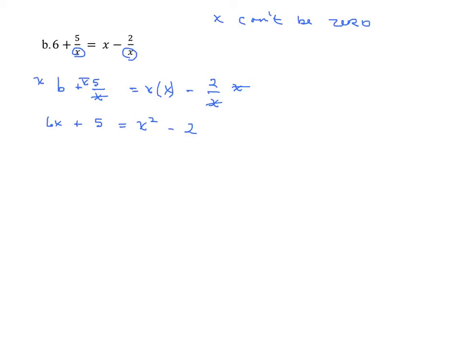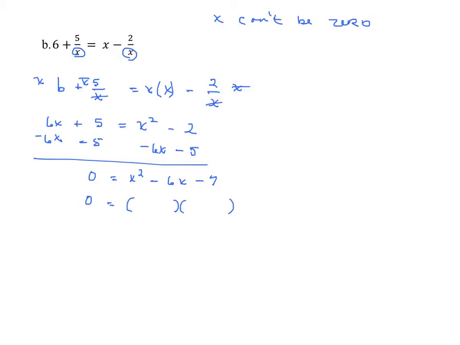Now I'm left with an x squared in the problem, so I want to make sure I pull everything over and set it equal to 0. And I'm going to do it this way. I'm going to subtract 6x and subtract 5. Good. So 0 is equal to x squared minus 6x minus 7, because negative 2 and negative 5 is a negative 7. Ooh, this is factorable.